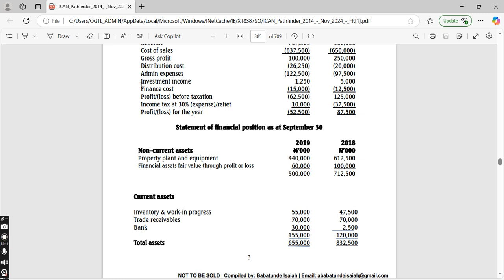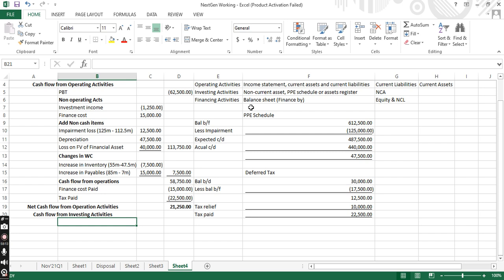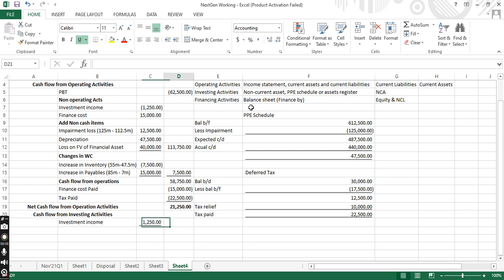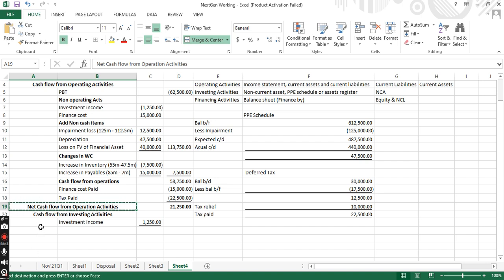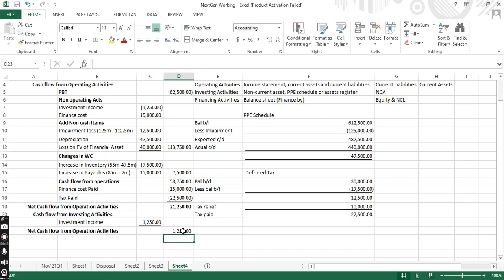Now we've considered investment in our investing activity. We have considered income, this PPE, property, plant and equipment, which is from the revaluation or something, right? Am I right? Yes. So the only thing we have that we removed is this investment income. How much is our investment income? 1250. So we have only one item here, 1250, which means our net cash flow from investing activities is also 1250. Okay.